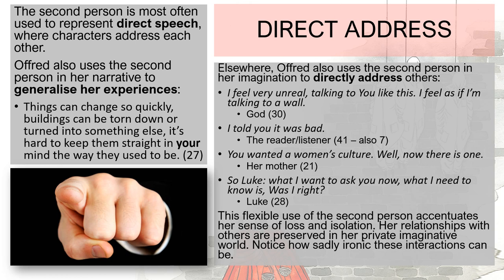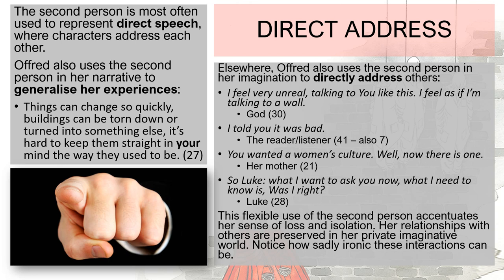So, for example, Offred uses a second person to generalize experiences as we do. Things can change so quickly, buildings can be torn down or turned into something else. It's hard to keep them straight in your mind the way they used to be. So here, from this example from chapter 27, Offred is talking about her own experience, but by using the second person, it has the effect of generalizing that experience.